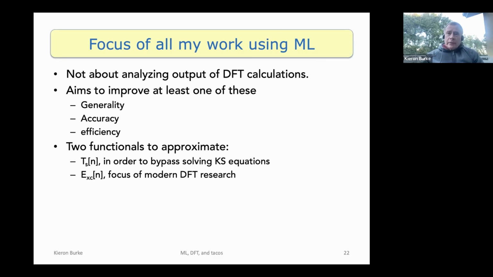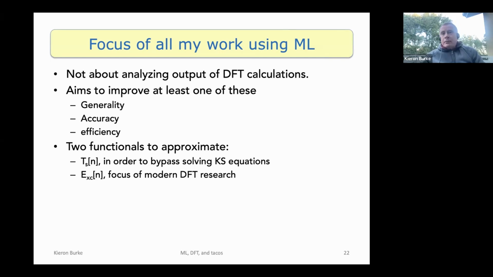So two functionals that I'll talk about approximating. One is the non-interacting kinetic energy functional of a set of electrons. That's what's evaluated when you solve the Kohn-Sham equations. That's the most important job that they're doing. And so there's a whole area called orbital-free DFT, where if you only had a good enough approximation for that, you wouldn't have to solve the Kohn-Sham equations. And so you could go much faster.